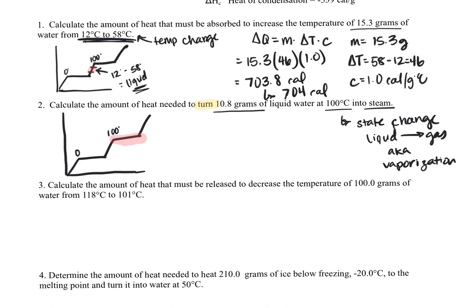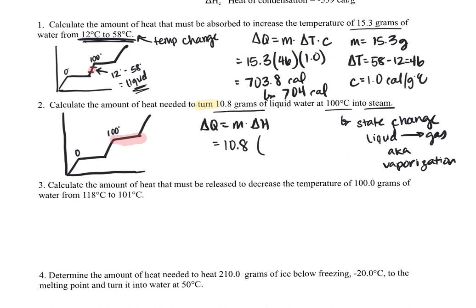So that's how I know that I'm going to be using this equation instead, the phase change equation, because I don't have two different temperatures where it would be changing. It's staying at 100 degrees, but it's changing from a liquid to a gas. So my mass is going to be that 10.8 grams.